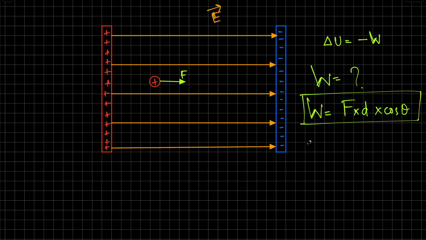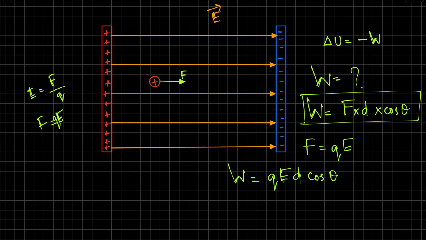And what is the force in our problem? We're talking about force on a charge, right? The equation is QE. We have studied the equation for electric field. Electric field equals force on a test charge divided by the test charge. If you cross multiply it, you'll get F equals QE. So I'm going to replace force with QE. So that will give you work equals QE d cos theta. That's the equation for work done.